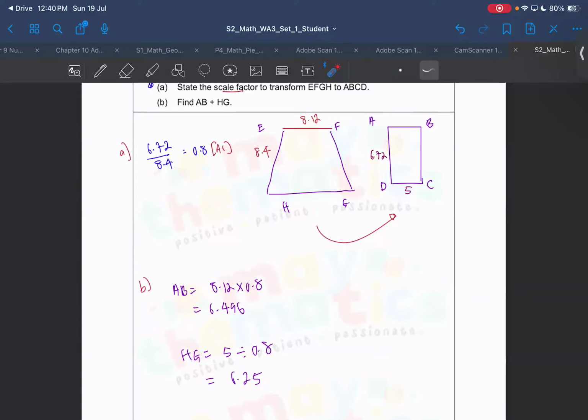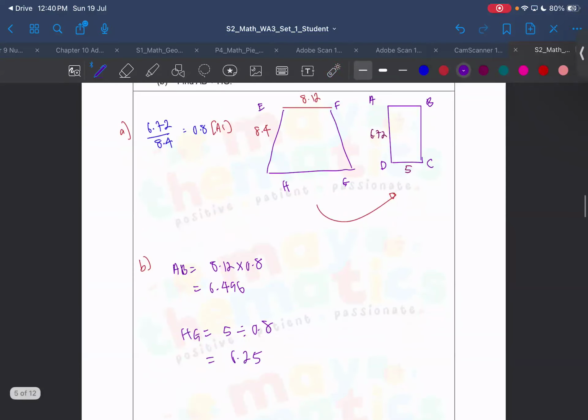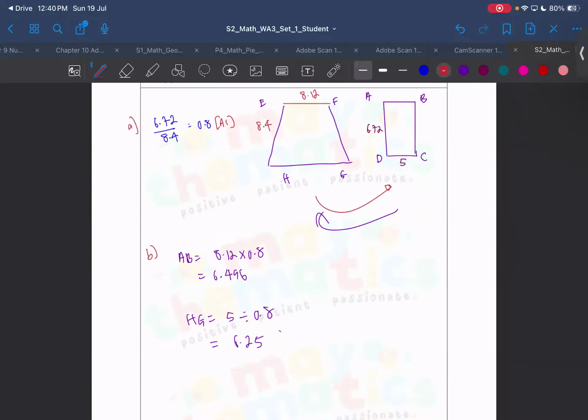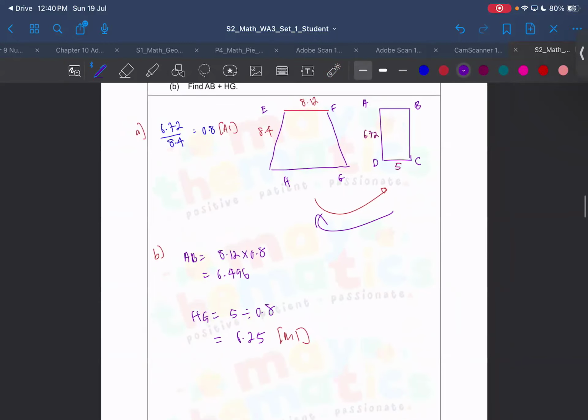You must see, am I reducing or am I expanding? The scale factor that you found is just a number. To find the corresponding length, you need to check whether you are expanding or reducing. So HG will be opposite direction, so I divide. I'll get 6.25. So this one is also another 1 mark. And to find the sum of AB plus HG, add them together.